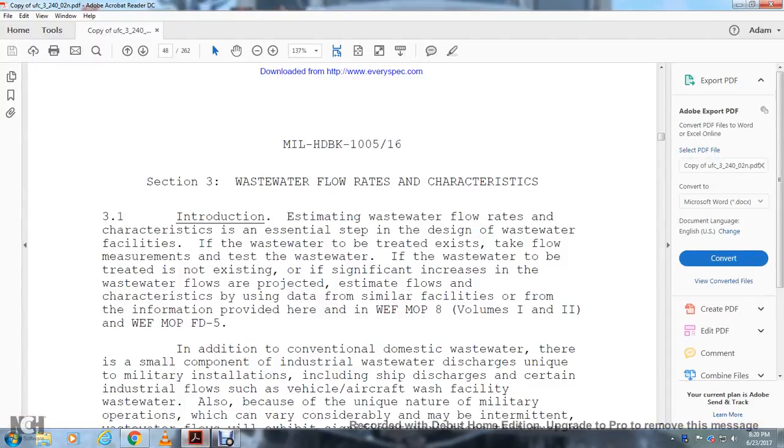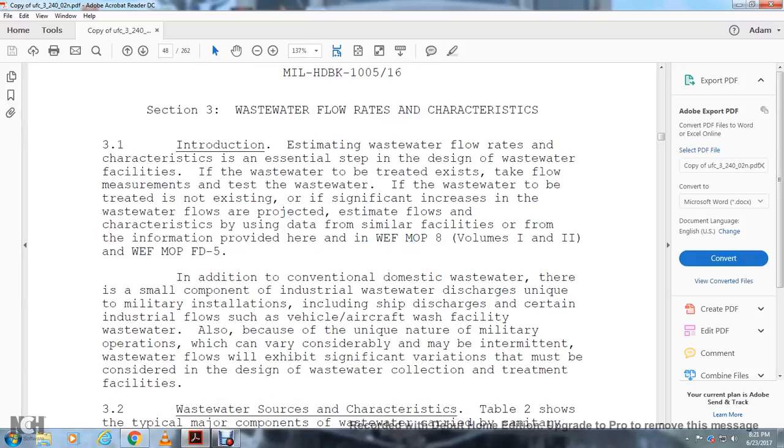All right, Military Handbook 1005-16, Section 3, Wastewater Flow Rates and Characteristics. Introduction: estimating wastewater flow. Wastewater flow rates and characteristics are an essential step of the design. If the wastewater facility is new, or there is a significant increase of the wastewater flow, estimate the projected flow and characteristics by using data from a similar facility, from the information provided herein, and from the Water Environment Federation MOP 8, Volumes 1 and 2, and the Water Environment Federation MOP FD5.